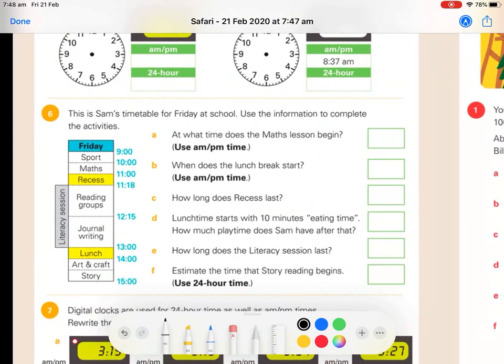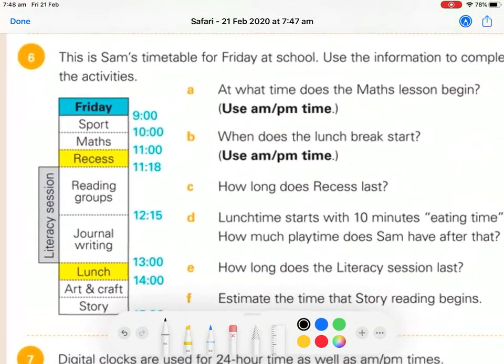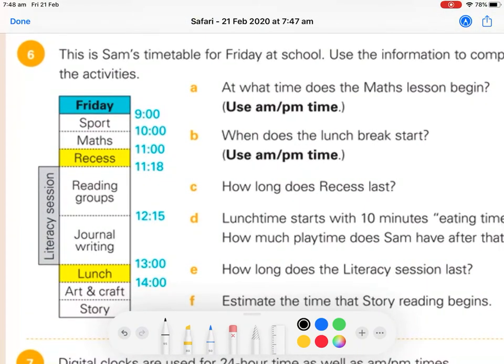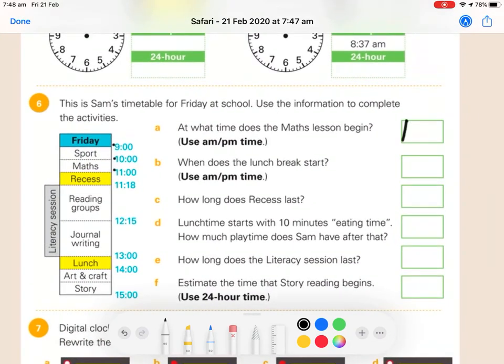This is Sam's timetable for Friday at school. Use the information to complete these activities. At what time does math lesson begin? Use AM and PM time. So what's his math lesson? So it looks like we've got sport at 9, math starts at 10, recess at 11. So his math lesson begins at 10 AM.